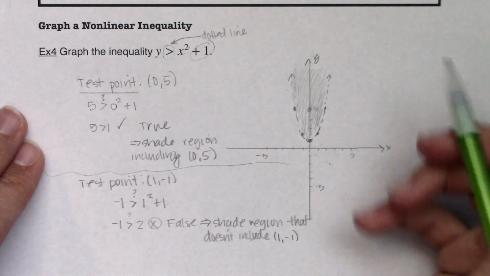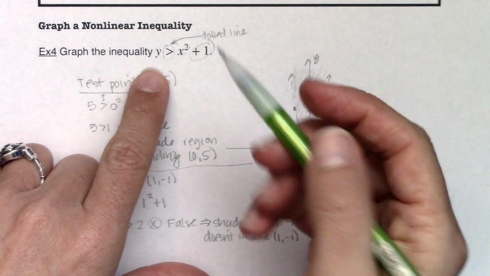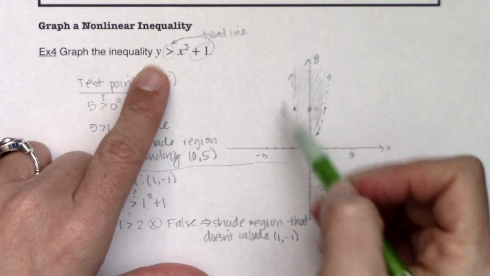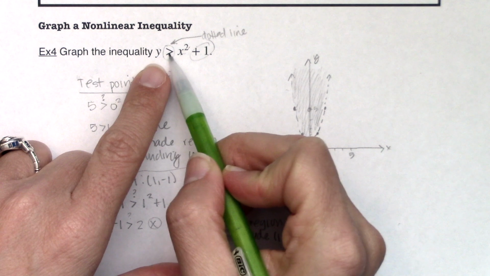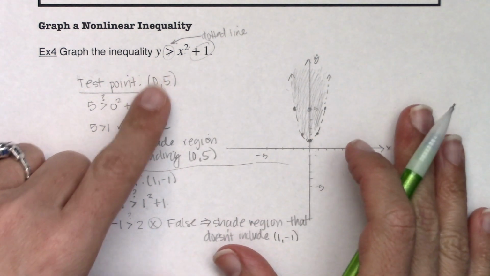And that's it. That's all there is to graphing inequalities with test points. Graph the original equation, as if this was an equal sign, and figure out what the shape of the graph would look like. Determine if you should have a solid or a dotted line, and then should you shade above or below, depending on the sign of the inequality.